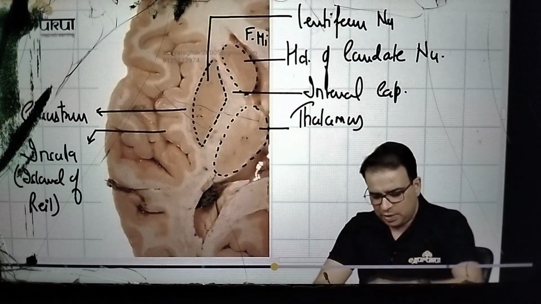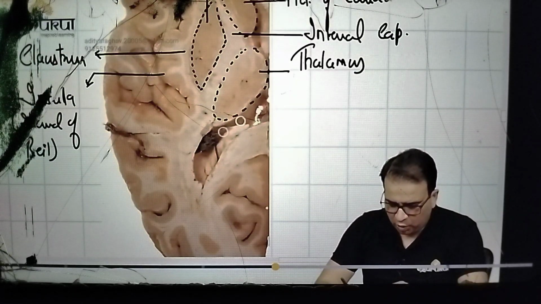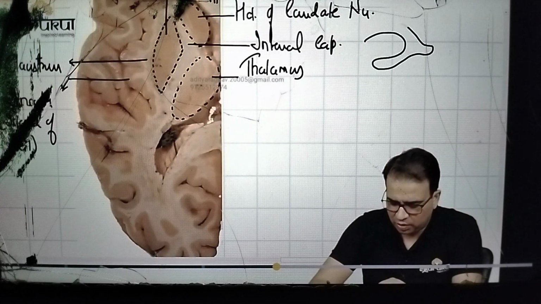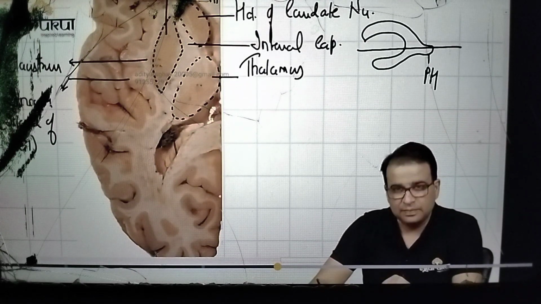Let me take your attention to this portion here. Guys, what you can appreciate here is the posterior horn of the lateral ventricle. The lateral ventricle is quite a three-dimensional structure, isn't it? It has an anterior horn, an inferior horn, as well as a posterior horn. So if I take a transverse section in such a way that I can see this horn, that is the posterior horn of the lateral ventricle. Here it is.